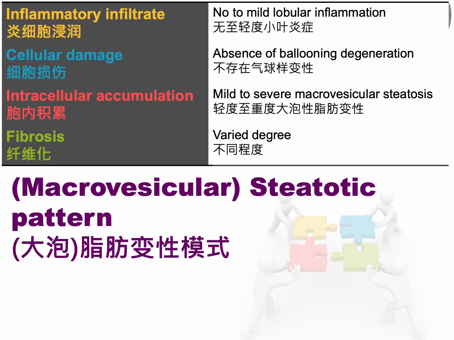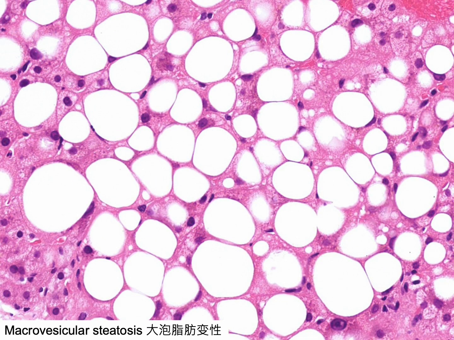The first pattern is the steatotic pattern, which may more accurately be referred to as the macrovesicular steatotic pattern. It is characterized by a mild to severe degree of macrovesicular steatosis. Lobular inflammation can range from absent to mild, and ballooning degeneration should be absent. Fibrosis varies but often begins with perivenular and pericellular fibrosis. Macrovesicular steatosis with a classical large droplet of fat is present.